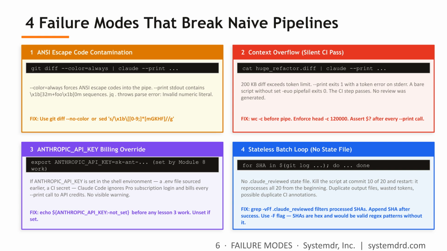Failure 4, stateless batch loop. You write a for loop over the last 20 commits. It runs successfully for 10 commits, then you kill it. You restart it. It starts from commit 1 again. 10 commits are reprocessed, token costs double, and you get duplicate review files. The fix: the .claude_reviewed state file, 1 SHA per line. Use grep -vFf with a capital F flag to filter processed commits. The F flag treats each line as a fixed string, not a regex pattern. This matters because hex SHAs are valid regex patterns that could accidentally match other SHAs without it.